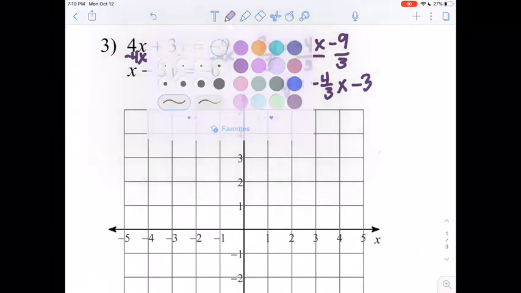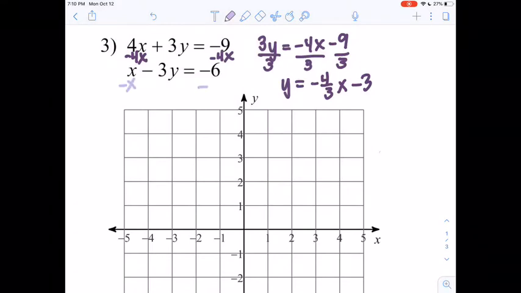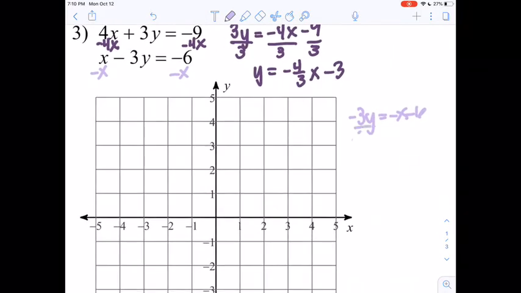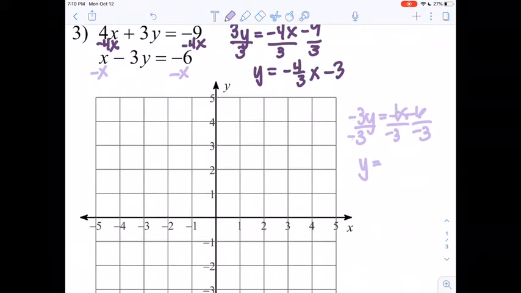Okay, and then I'm going to solve the second equation, so I'm going to move this x over. I'm going to finish this over here. So -3y equals -x minus 6. And then I'm going to divide everything by -3. So y equals, remember there's an invisible 1 in front of that x, and those double negatives are going to make that positive. So it's +1/3 x plus 2.